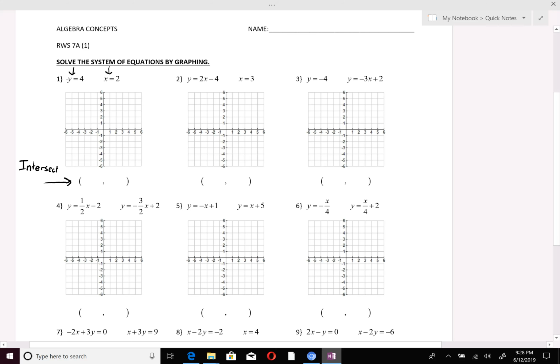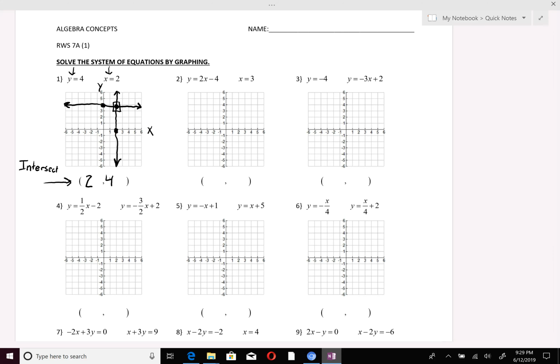So if we go to graph our y equals 4 line, we'll go to the y-axis, add a positive 4, and we'll make a horizontal line. And then for our x equals 2, we'll go to the x-axis, put a dot at 2, and go up and down. And if you notice, they intersect at (2, 4). So (2, 4) is our solution.